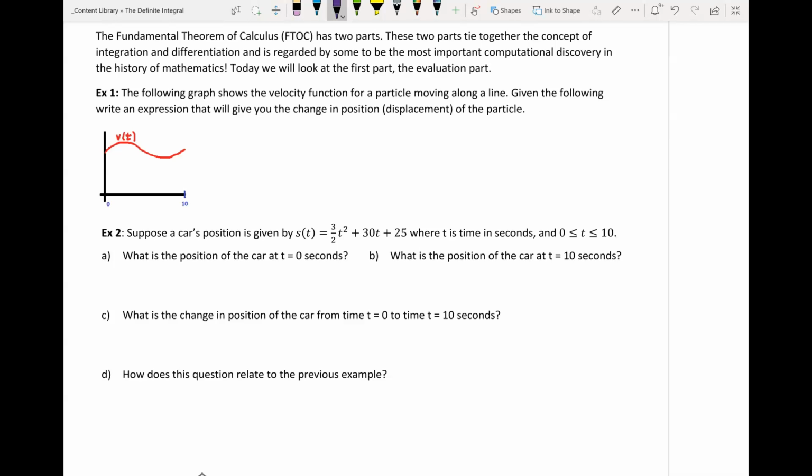This is a graph. It shows a velocity function for a particle moving along a line. Given the following, write an expression that will give you the change in position or the displacement of the particle. So to get our displacement, we need to calculate the area underneath the curve. And we are able to represent this in terms of integration. Okay, so our bounds are from 0 to 10, and our function is v of t. And because we are integrating with respect to t, we need to include dt there. This is your change in position.